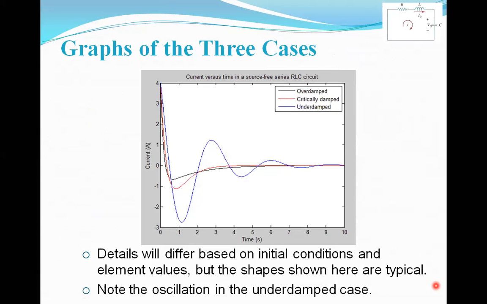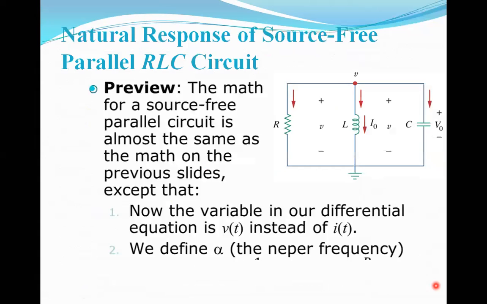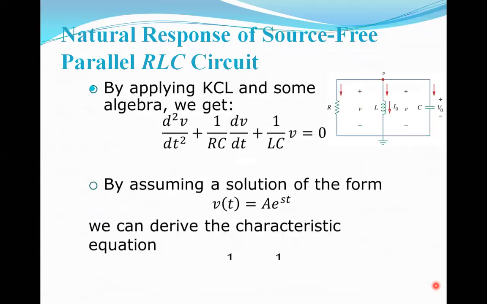Now let us see if the LCR are connected in parallel. The math for the source-free parallel circuit is almost the same as the math on the previous slides, except that now the variable in our differential equation is v(t) instead of i(t). Same as before, instead of I we have taken V for the parallel RLC combination. So this comes as d squared V by dt squared plus 1 by RC into dV by dt plus 1 by LC V is equal to 0.